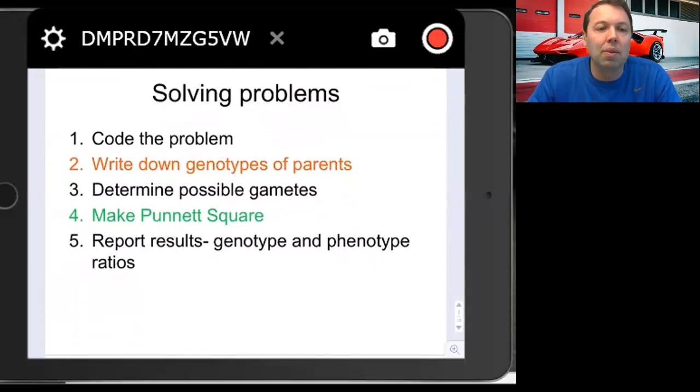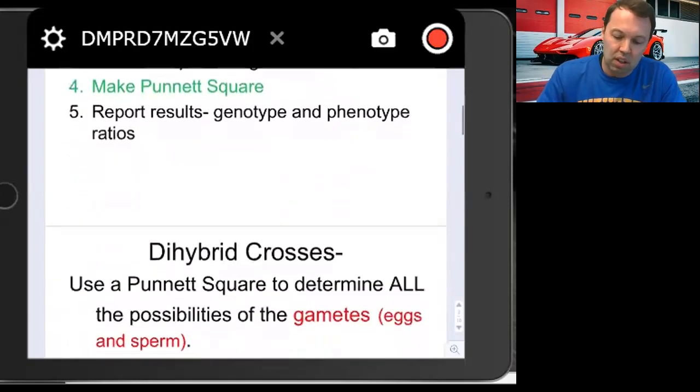Next step is to determine the possible gametes. This is a little bit harder for dihybrid crosses. I'll show you a couple ways to do that. Step 4 is also kind of difficult here at the 10th grade level for dihybrid cross. You need to keep track of the letters. I'm going to teach you a little bit how to do that. And then step 5, report the results or answer the questions that are assigned to you there.